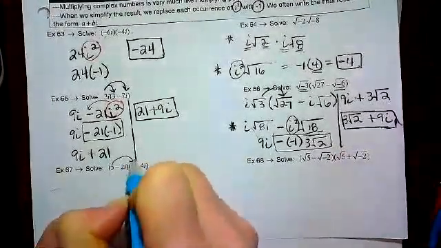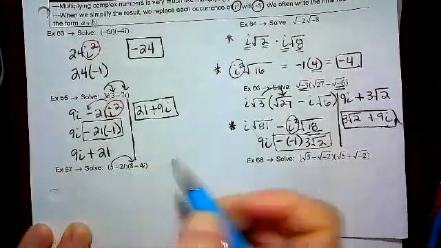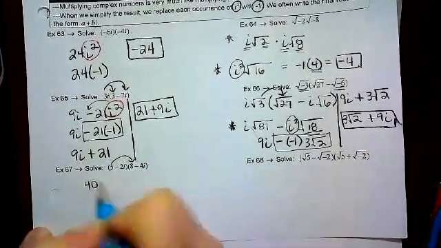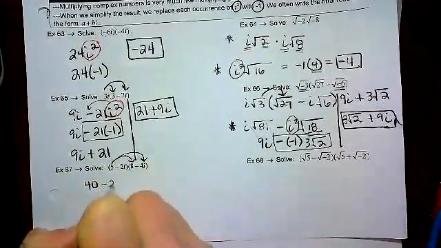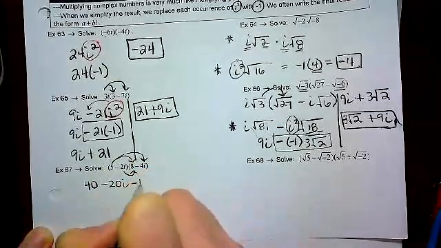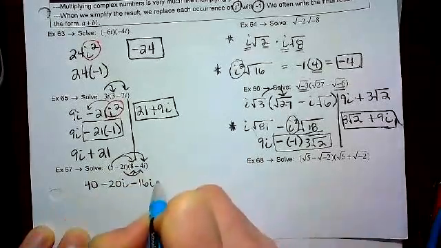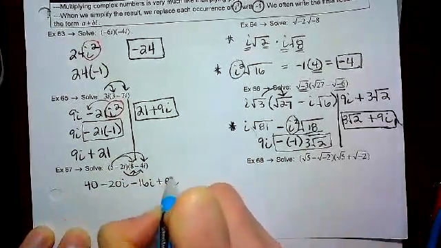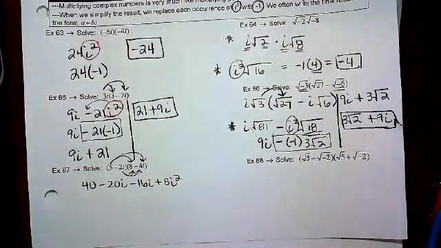Okay, 5 times 8, we're going to have to FOIL this because this is kind of like a binomial times a binomial. 5 times 8 is 40. 5 times a -4i is a -20i. -2i times 8 is a -16i. -2i times -4i is a positive 8i squared. So we have some terms we can combine, and we have an i squared that we can simplify.